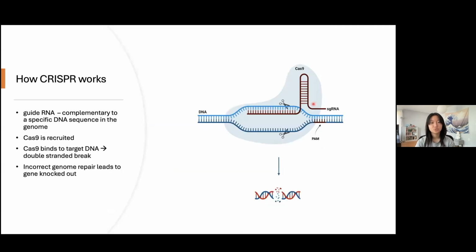Like I mentioned, we use CRISPR. So CRISPR will be specific to our genes of interest, and we use guide RNA. It's designed to be complementary to a specific DNA sequence in the genome. So Cas9 is recruited, and it'll bind to the target DNA, leading to a double-stranded break. Incorrect genome repair will lead to the gene being knocked out.